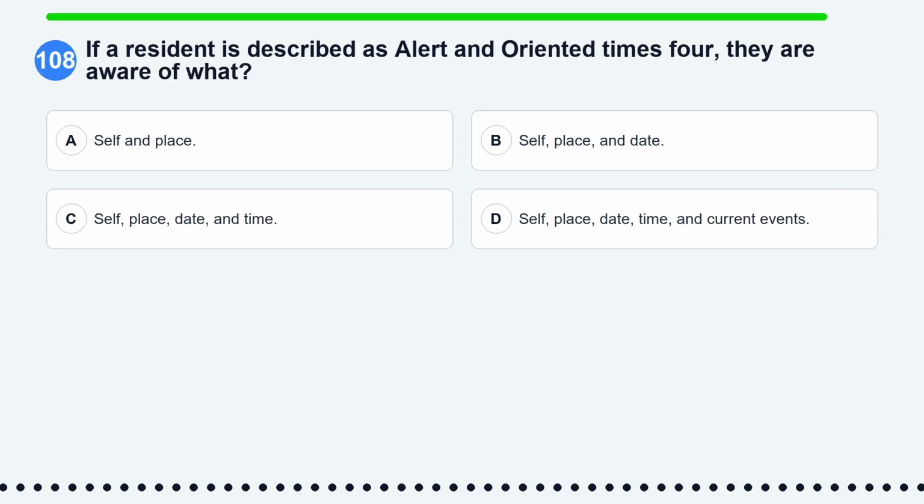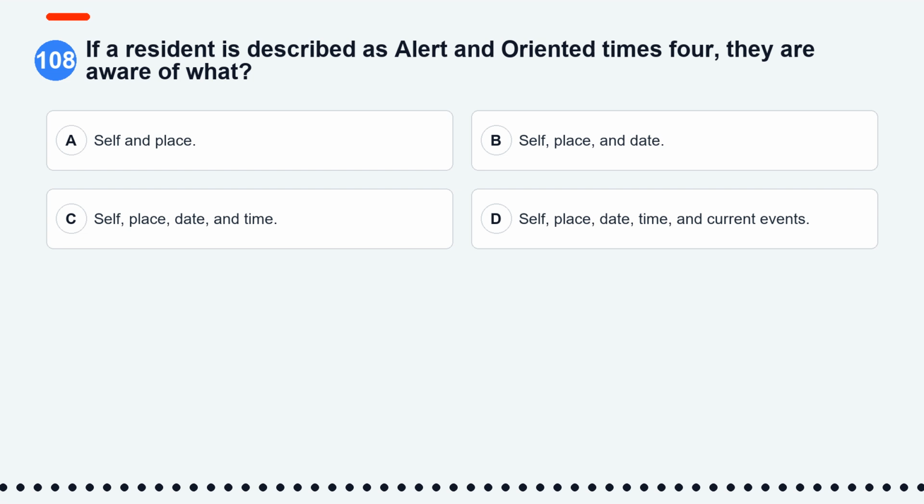Question 108. If a resident is described as alert and oriented ×4, they are aware of what? Option A, self and place. Option B, self, place, and date. Option C, self, place, date, and time. Option D, self, place, date, time, and current events.